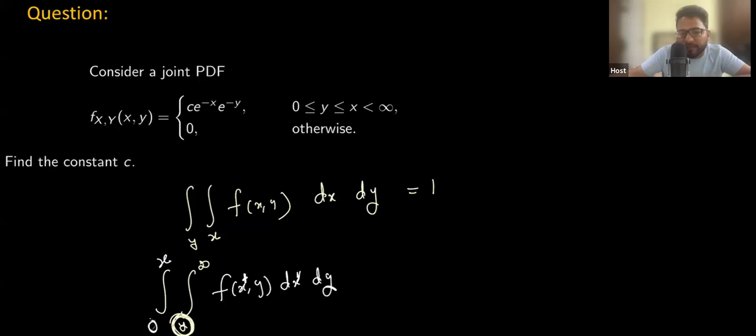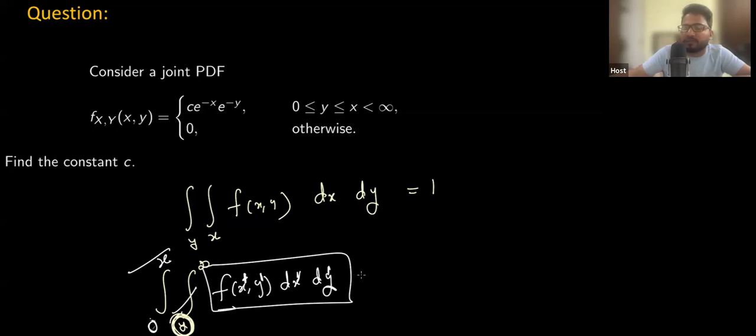Which means you can consider this y as some constant. These are the limits, and this x is also a constant, and these are the real variables. If you're getting confused, just to differentiate these from the limits, you can write x prime if you want to. Otherwise this is fine.